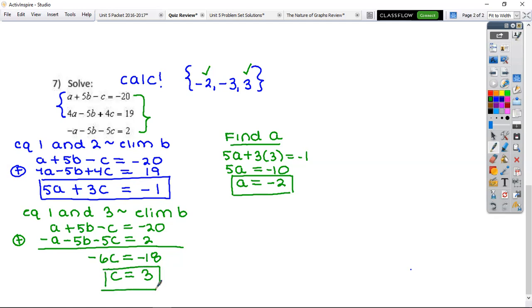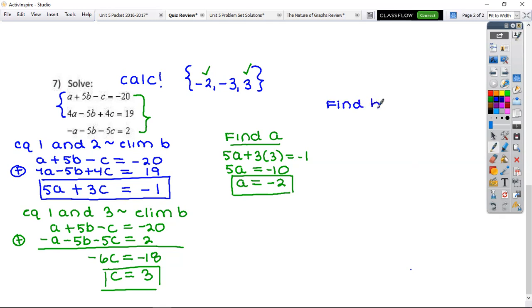And what remains is just to solve for B. So at this point, you go back to your originals. You can use whatever you would like. Do you guys have a preference as to equation for this one? Maybe the first one. All right, let's go first one.